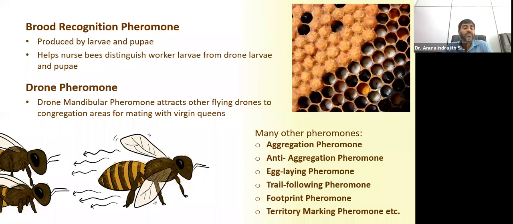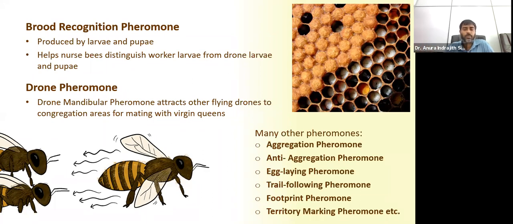Sometimes the brood itself can produce some pheromone. Some larvae and pupae can produce pheromone. Because of that, nurse bees will come and attend them, so they can get attention. Even an immature queen can release some pheromone. So when there is an immature queen, workers may not start to make new queen cells, because some pheromones are released by the immature queen also.